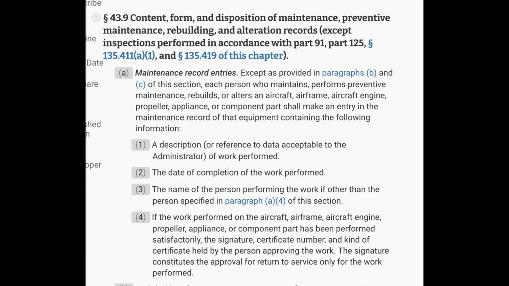Now, there are certain things obviously required: the date of the work performed, the name and/or signature of the person performing the work, their certificate number, the type of certificate held. And then a lot of times people will put the tach time, and sometimes people will put the aircraft information, although the aircraft information isn't required. But here's the thing about the person performing the work and their certificate held.